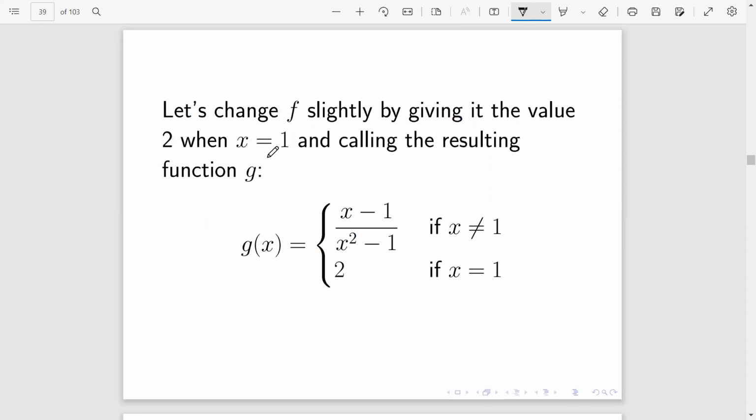Maybe let's try a different example. We use the very same function, but remember that for the previous example, the function was not defined at 1. So here now we're defining the function at 1. We're saying that when x is 1, the function is 2. Such a function, we call it a piecewise function.